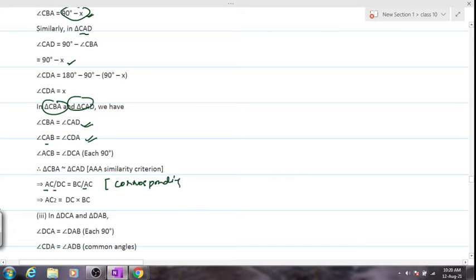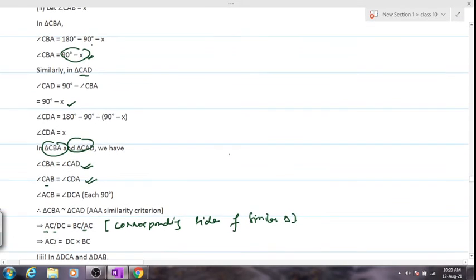corresponding sides of similar triangles. Is it clear? I would expect you to copy this right away. The diagram, I am doing it for you.